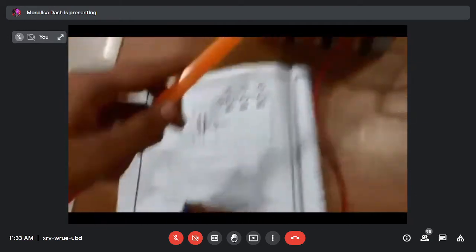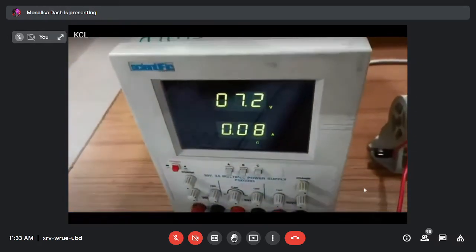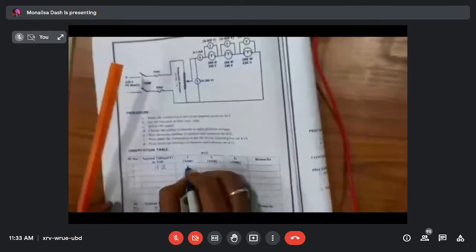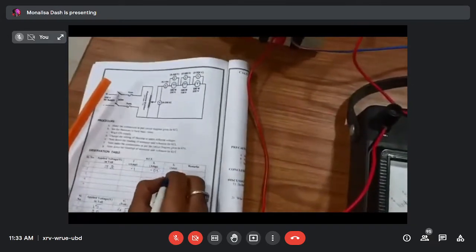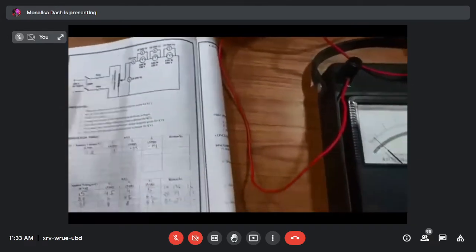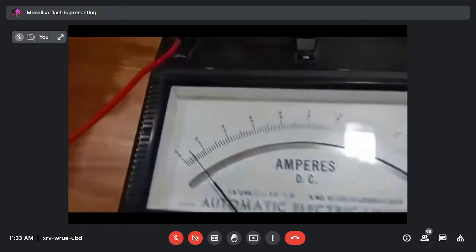Applied voltage is 7.2 volt, and first ammeter is 0.1 ampere, second one is 0.05, third one is 0.04. First reading is over, then second reading.